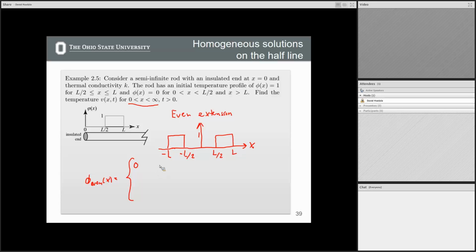It's 0 for x greater than L, 1 for x between L over 2 and L, 0 in the middle domain, then the next domain, and then the very last one. Okay. Any questions about that?